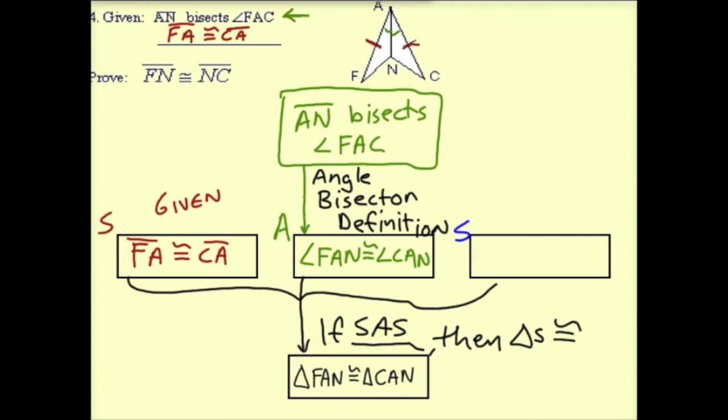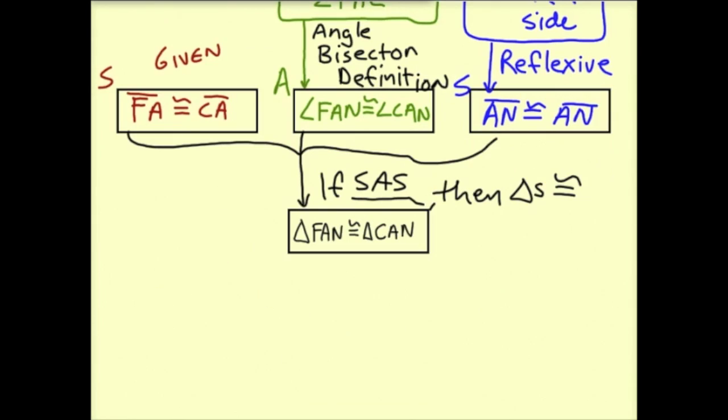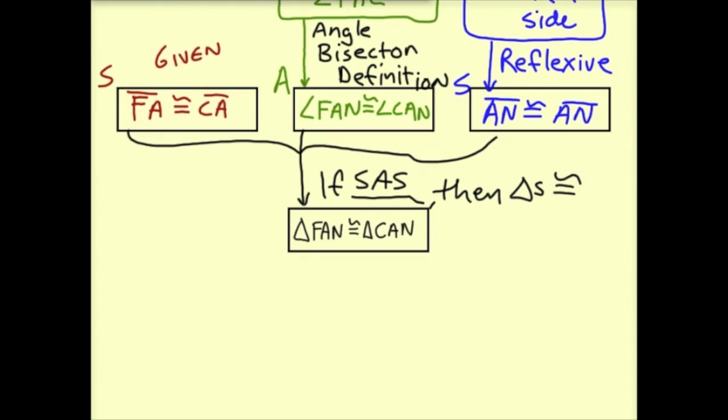And then that shared side is starting to look familiar to us, hopefully. And then, lastly, let's make sure that we proved what it is we're trying to prove. We wanted to prove that segments FN and NC, in other words, these little segments, are congruent, which we can prove using the CP-CTC. So here we have established that the two triangles themselves are congruent, and so therefore all of their parts will be congruent as well.